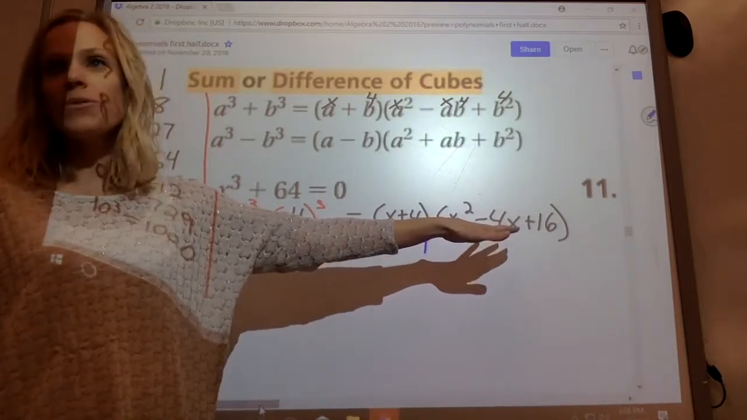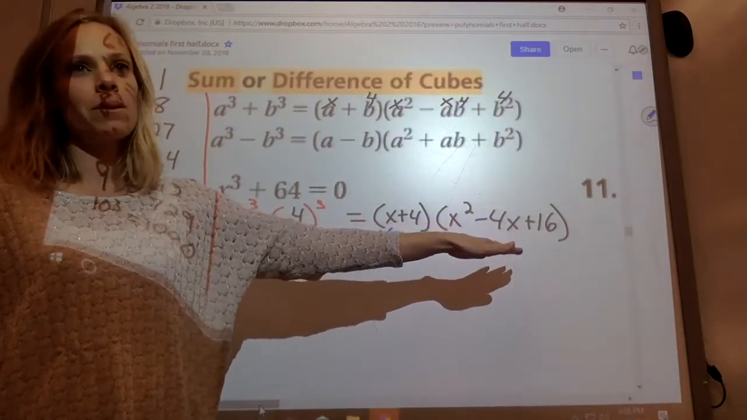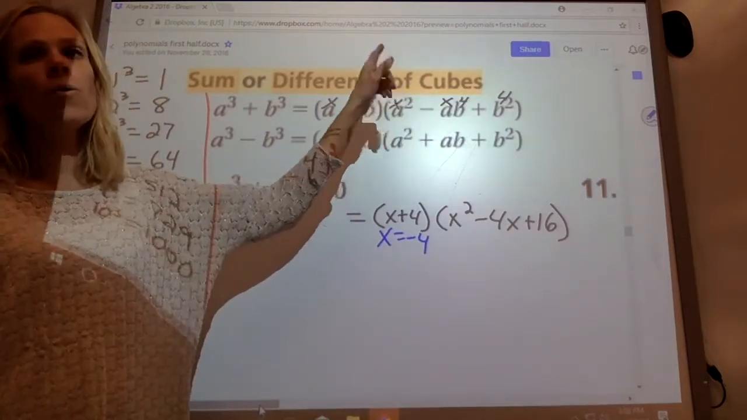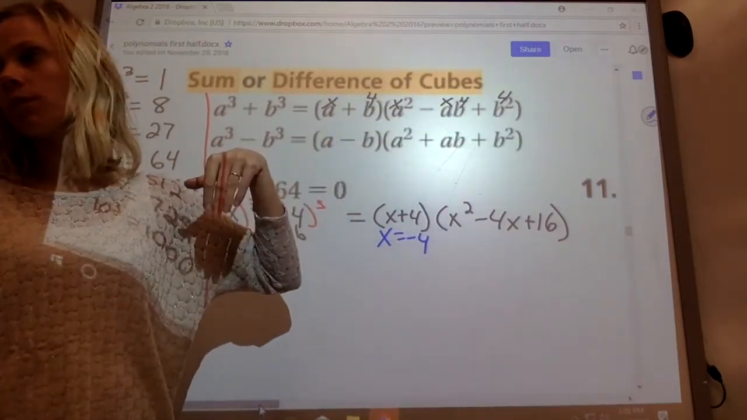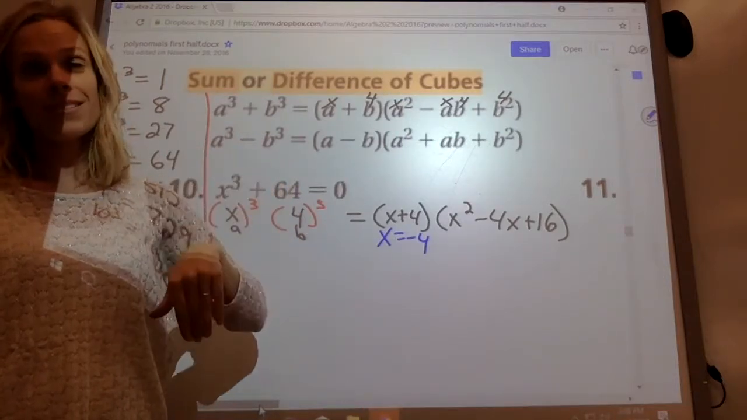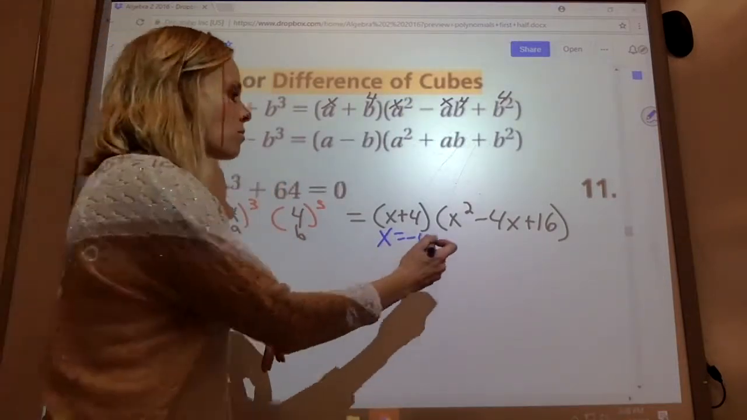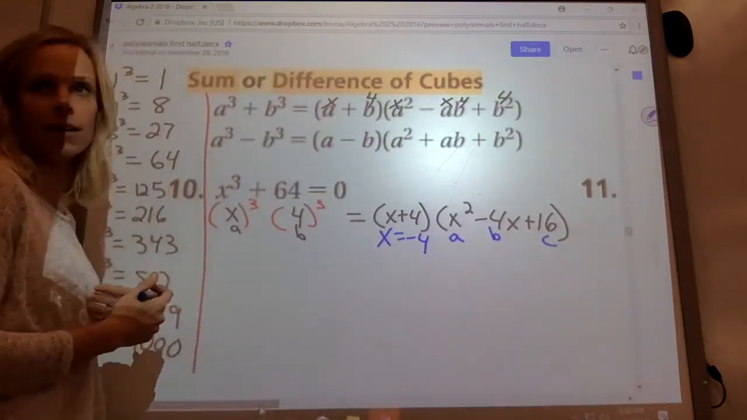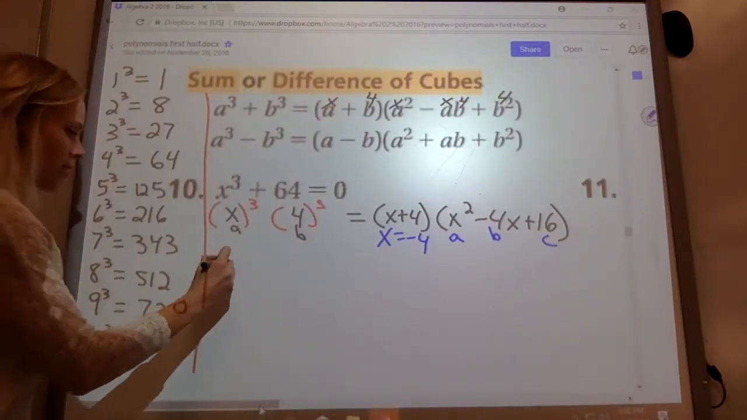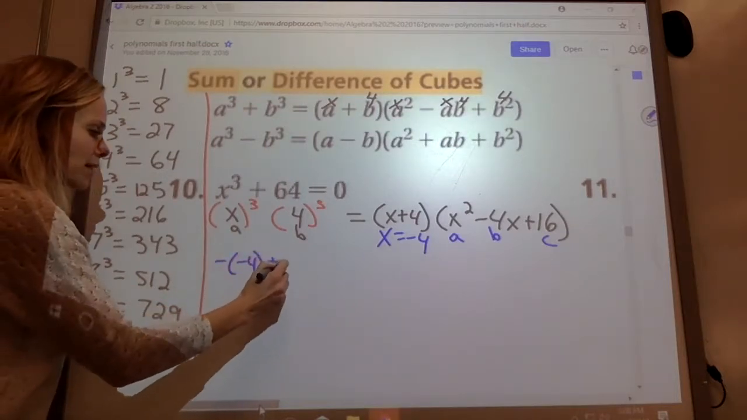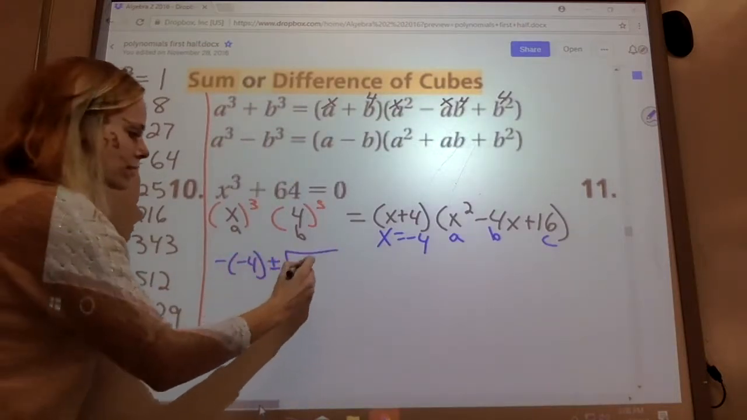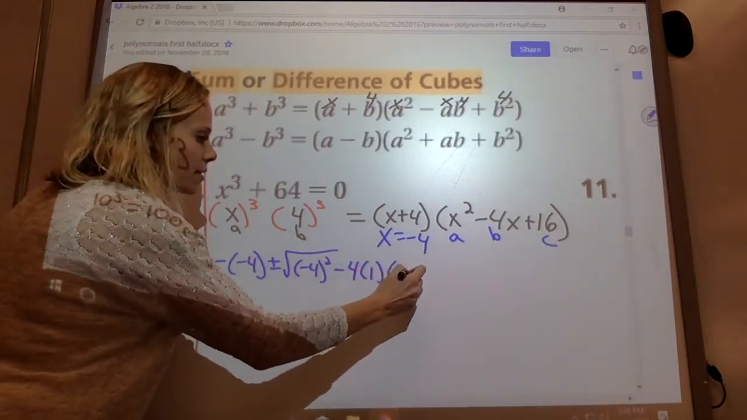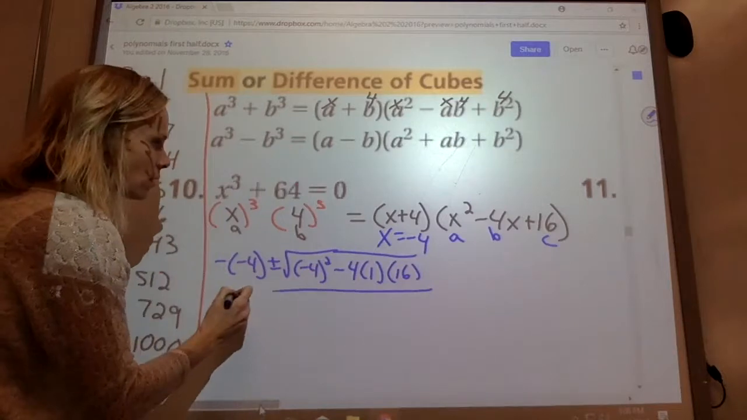The bad news with this is that this will never be factorable. When you're doing sum and difference of cubes, you will always have to use quadratic formula. Always. That's annoying. Always. Okay? So, quadratic formula. Here's my A, there's my B, there's my C, right? Here we go. Negative B plus or minus the square root of B squared minus 4 times A times C, all over 2 times A.